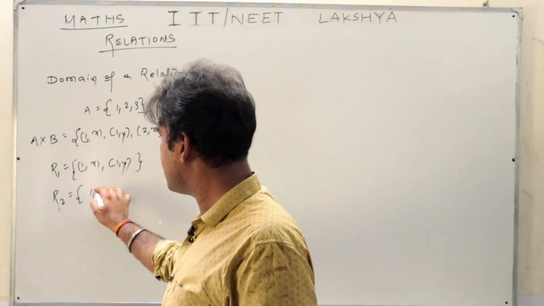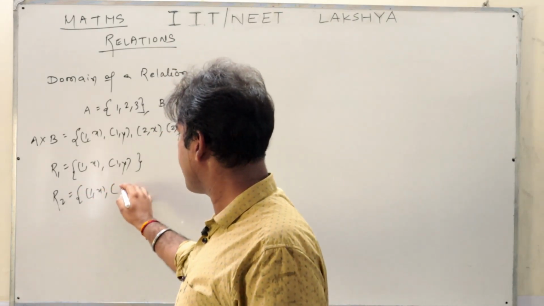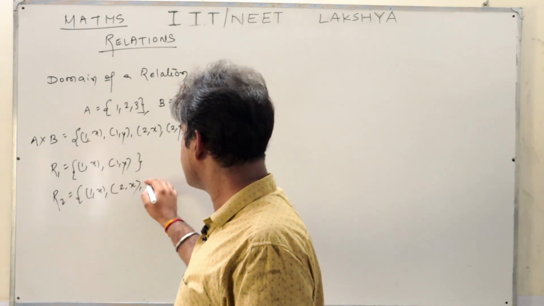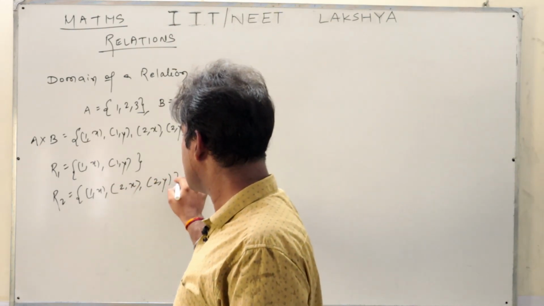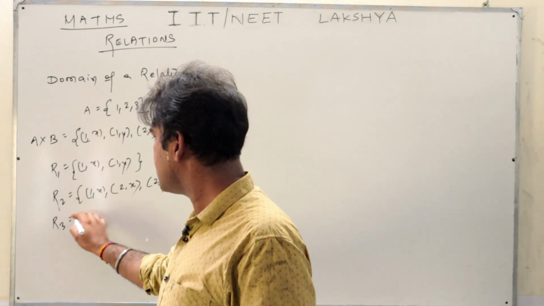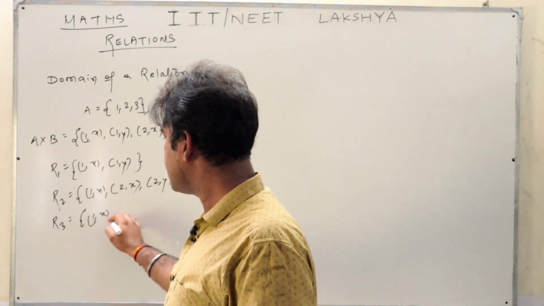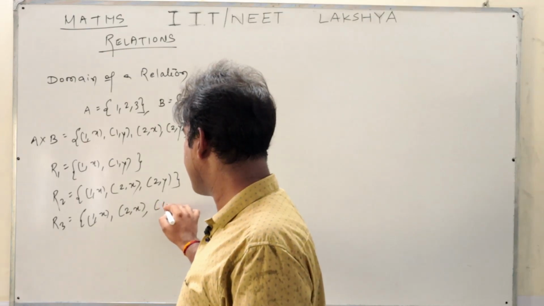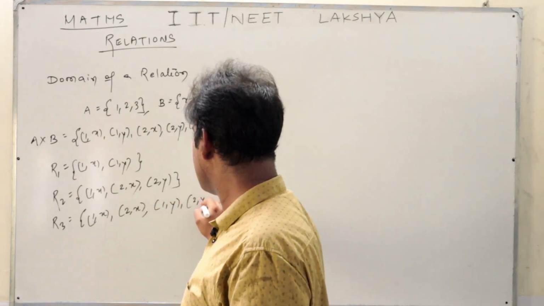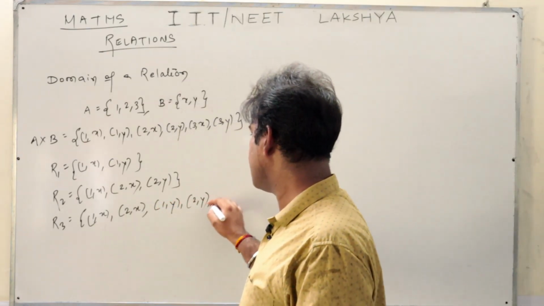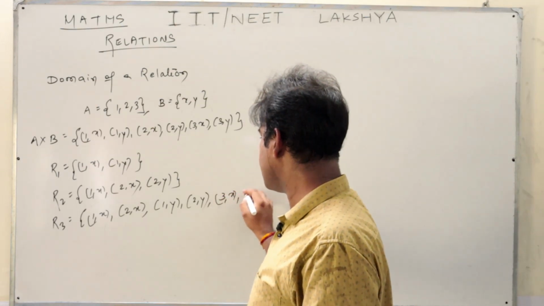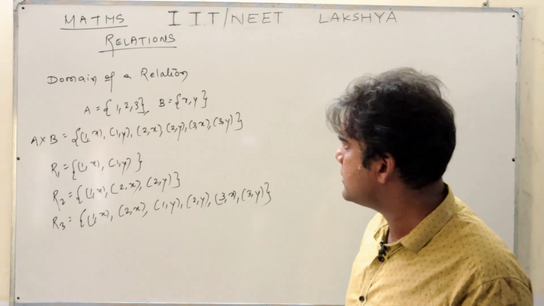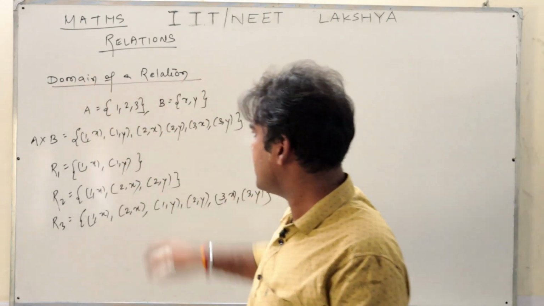R2 is 1x, 2x, 2y, and R3 is 1x, 2x, 1y, 2y, 3x and 3y. Now try to understand the meaning of domain.